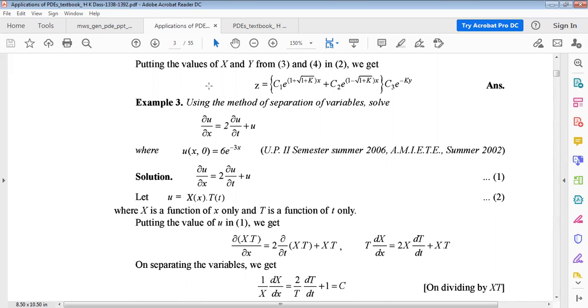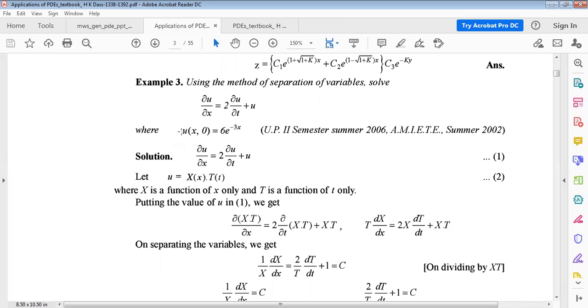Now example 3, using the method of separation of variables, solve this, where u(x, 0) equals 6 e to the power minus 3x. Very important question. ∂u/∂x equals 2 ∂u/∂t plus u. This is the partial differential equation of u with respect to what? x and t. x and t are the independent variables here, and u is the dependent variable.